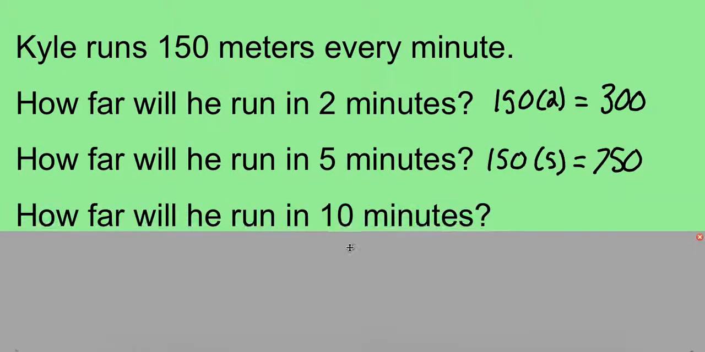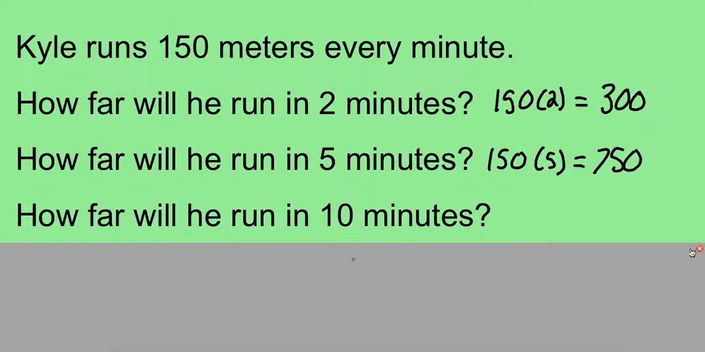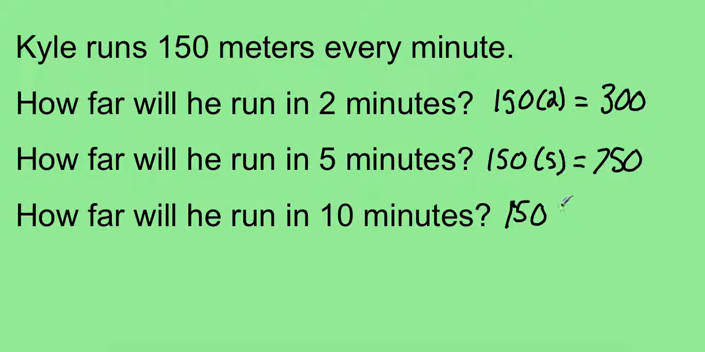Now lastly, how about if he runs for 10 minutes? Again, the 150 will not change because that's what he runs every single minute. But what does change, what does vary in fact, is the 10 minutes that we allow him to run, because now he'll be running 1,500 meters in those 10 minutes.